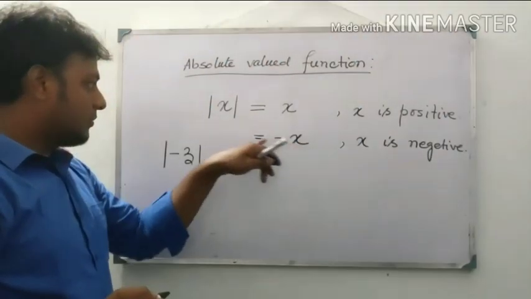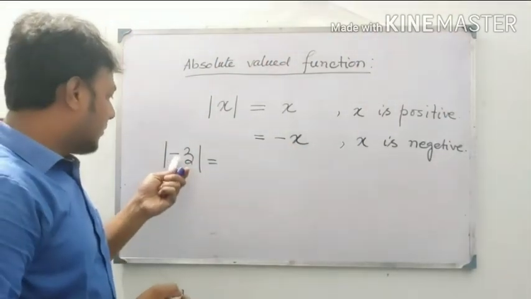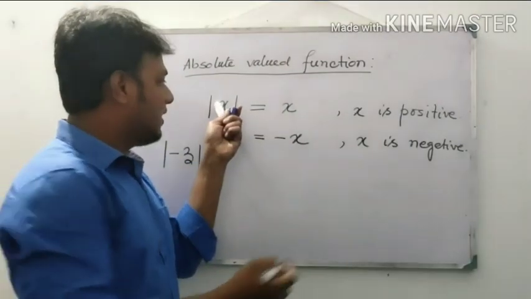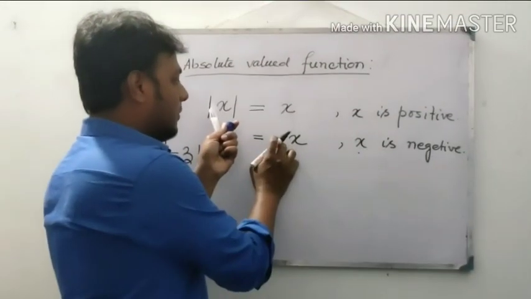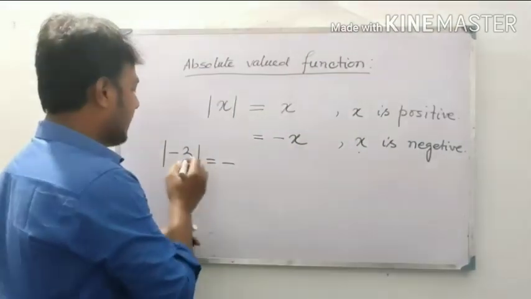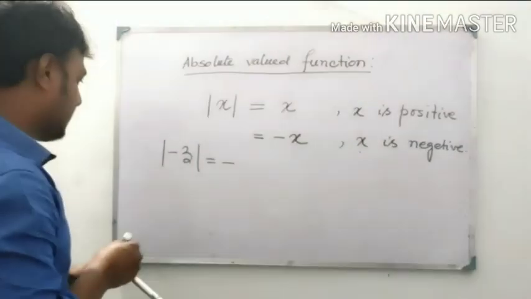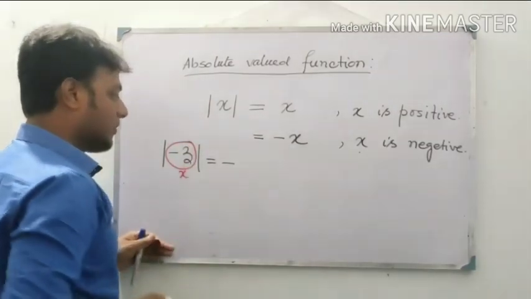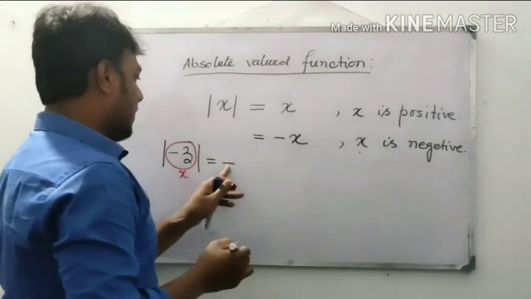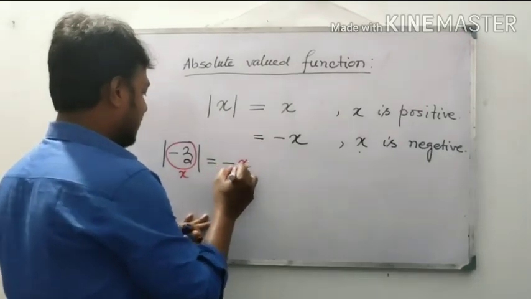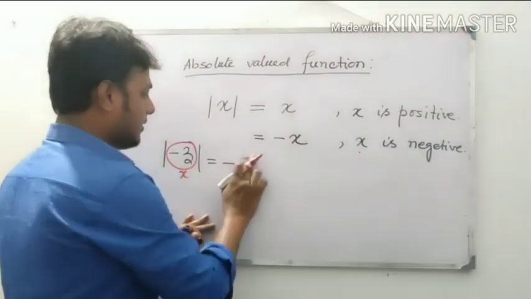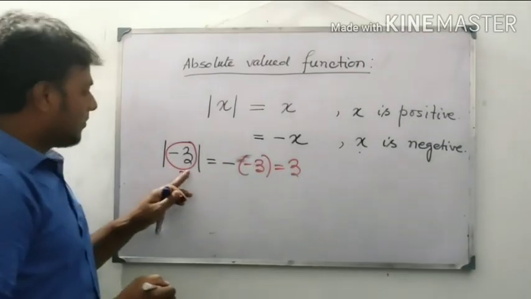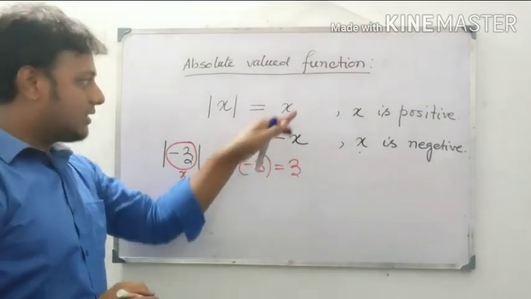It will obviously be 3, by the definition. How? For -3, the input is negative. So if the input x is negative, then we have to multiply by minus. So minus of x, because here x is negative. In the place of x is -3, so it will be minus of -3. Understood? So it will become 3. So mod of -3 equals 3. Understood?